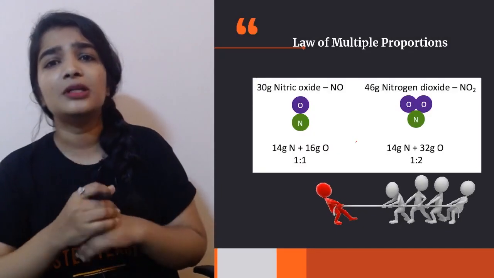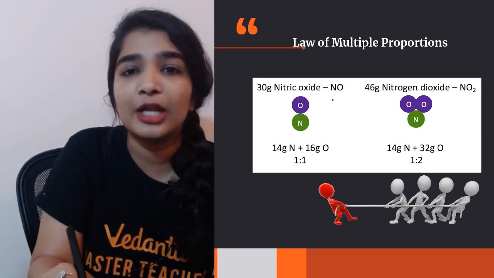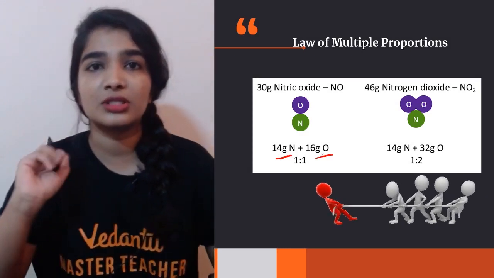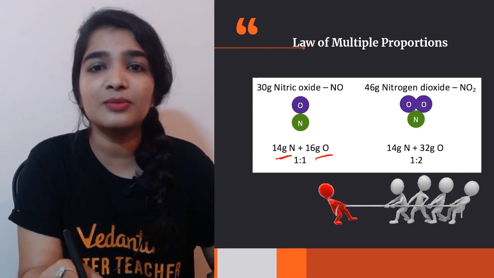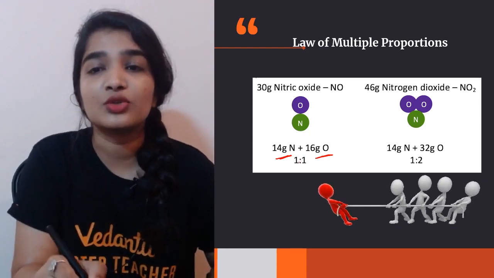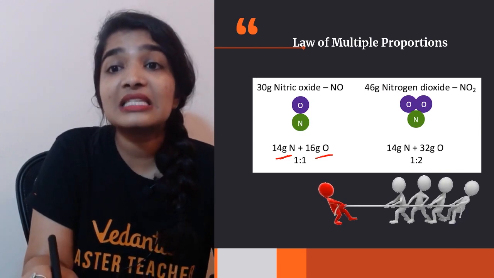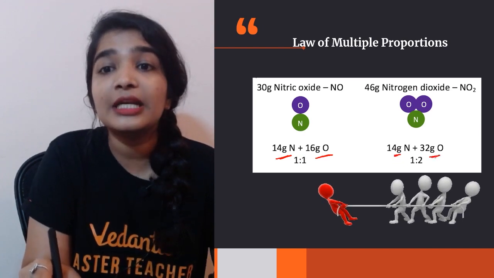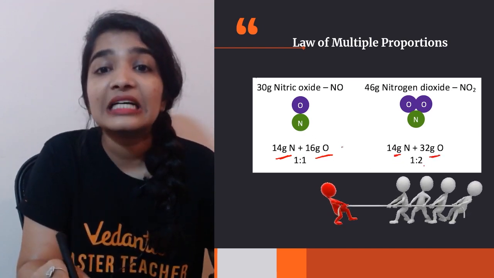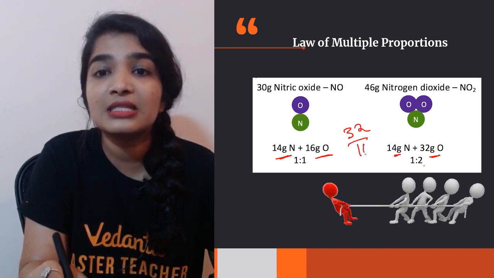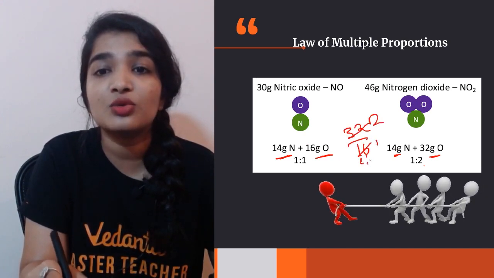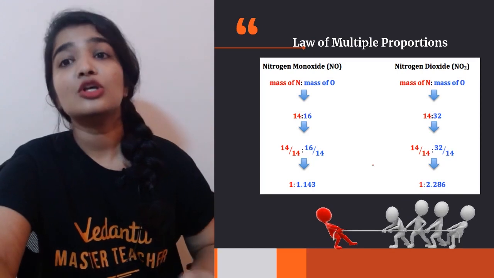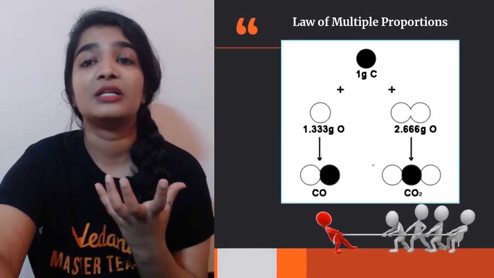Let us look at an example. 30 gram of nitric oxide, that is NO, is 14 gram nitrogen, which is fixed, and 16 gram oxygen, right? Because you have only one oxygen atom, it will be 16 gram, and the ratio is 1:1. Now 46 gram of nitrogen dioxide, that is NO2, is 14 gram nitrogen and 32 gram oxygen. Now if you take the ratio of 32 by 16, it is 1:2. Isn't this a simple whole number ratio, right? Yes. So this is the law of multiple proportions.